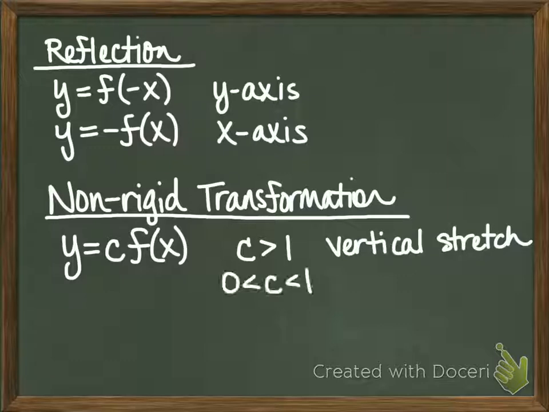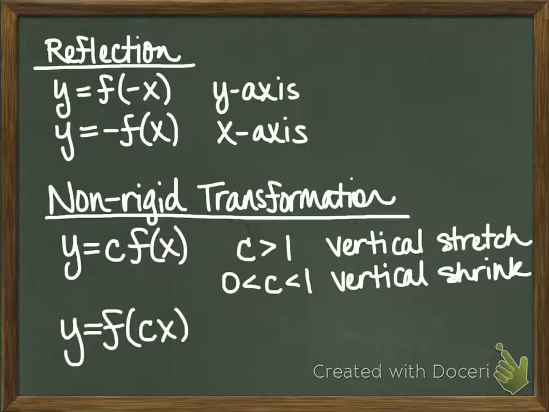Non-rigid transformations. First, a vertical stretch and shrink. When the number is out front of the function, and that number is greater than 1, that's a vertical stretch. It's like if you pulled the top and the bottom of the function and made it skinnier. When that number is between 0 and 1, that's a vertical shrink. So it's like if you took the top and bottom and squashed it down, it may look a little wider.